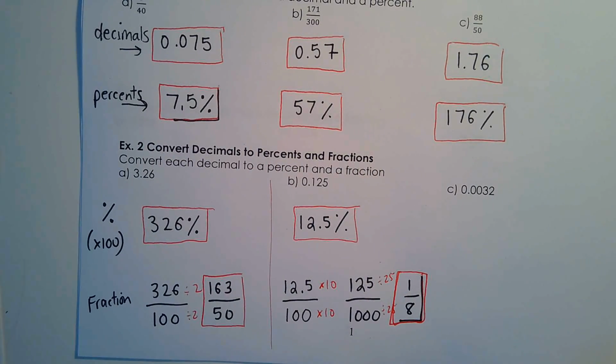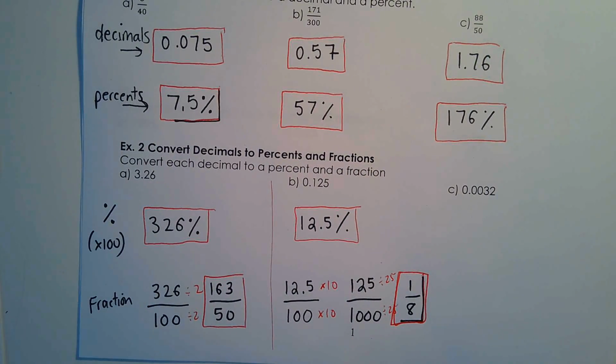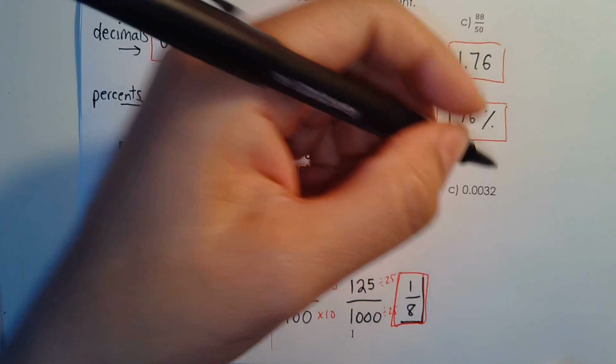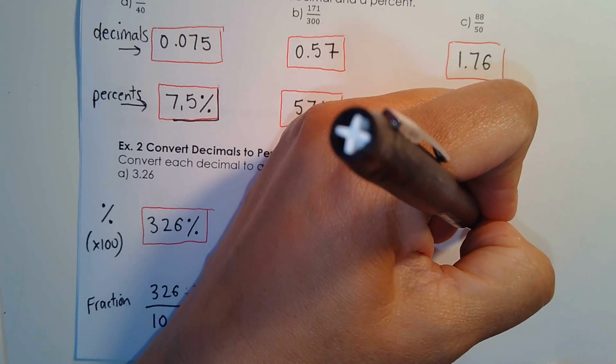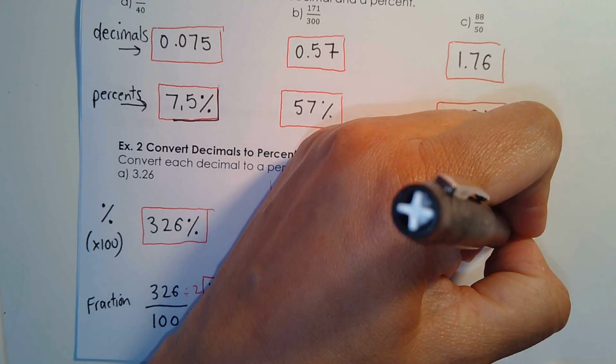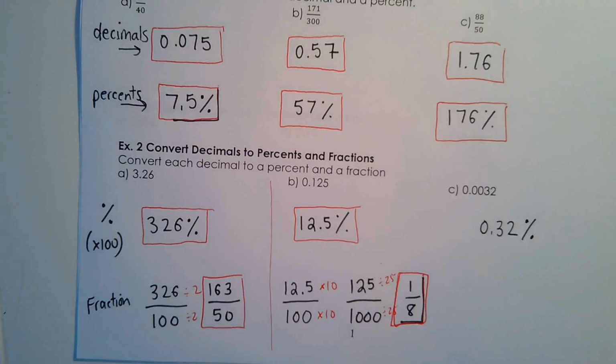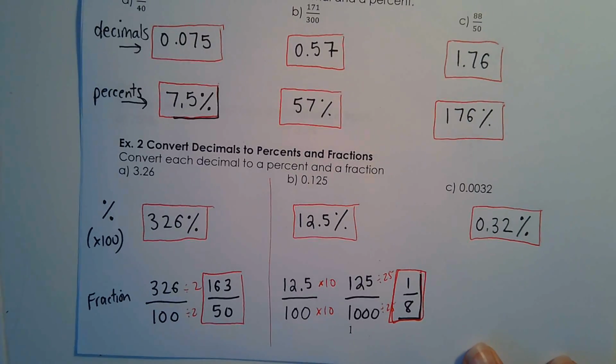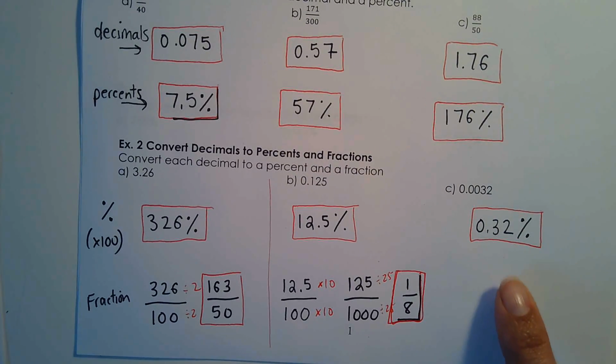Okay, and let's move on to example C. We want to turn that into a percentage, so we multiply 0.0032 by 100. So we have 0.32%. It's a very small number, very small percent.